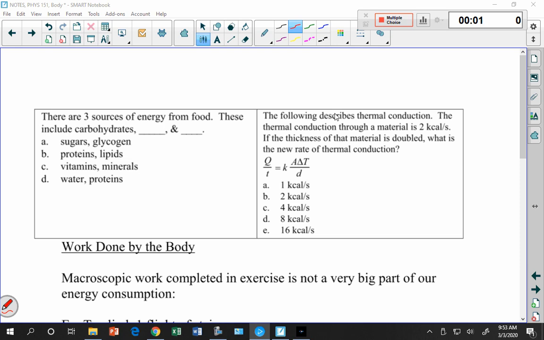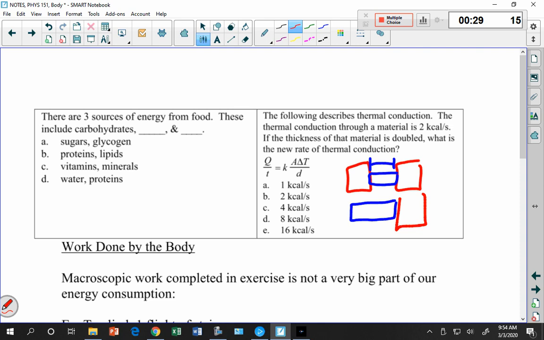Let's try this one. The following describes thermal conduction. That's the equation we've seen before. Thermal conduction is 2 kilocalories per second. If you double the thickness of that material, what happens to the new rate of thermal conduction? So, in thinking about my 2 objects, and I have the thickness of my material is here. If I double that thickness, what happens to the rate of thermal conduction between them? It was 2 kilocalories per second. Now what is it going to be now that the thickness or the length of that material is doubled?